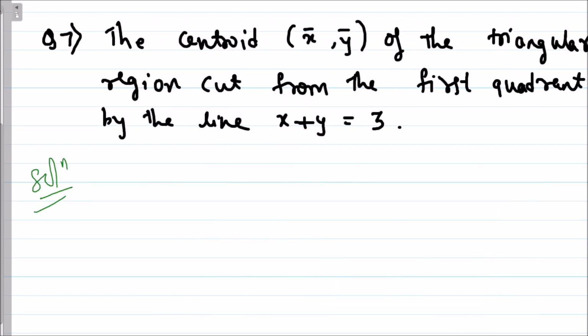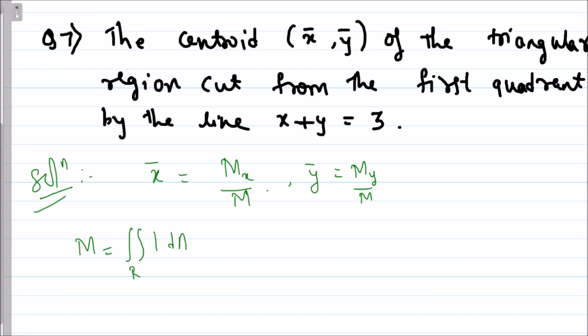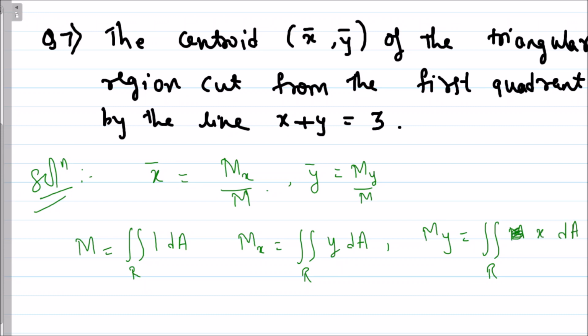Okay, let's come to the second last question. You have to find the centroid. Okay, so what is x bar? It is given by Mx upon M. And what is your y bar? It is given by My upon M. And what is your M? It is given by double integration over the region R of 1 times dy dx or dx dy. Okay, so let me write dA. Your Mx formula is double integration over R of y dA, and your My is double integration over R of x dA.